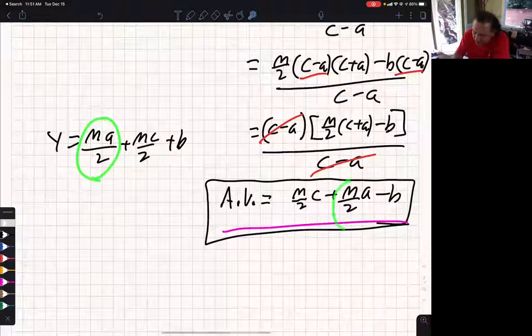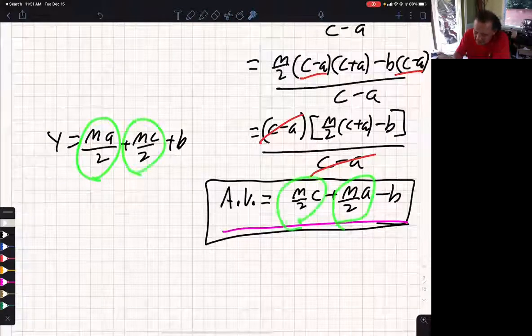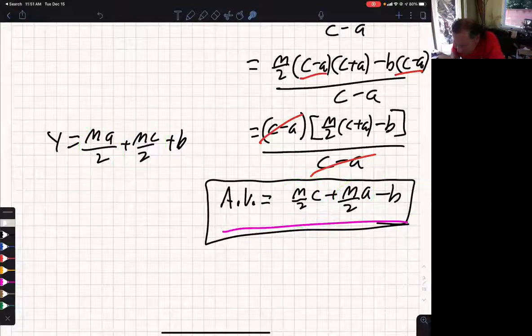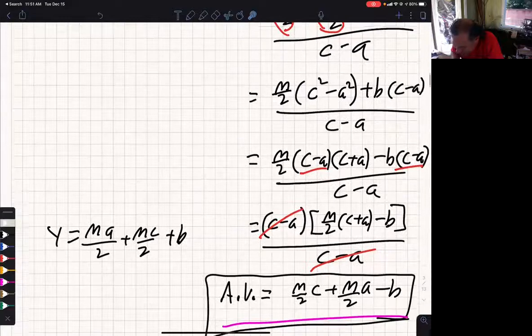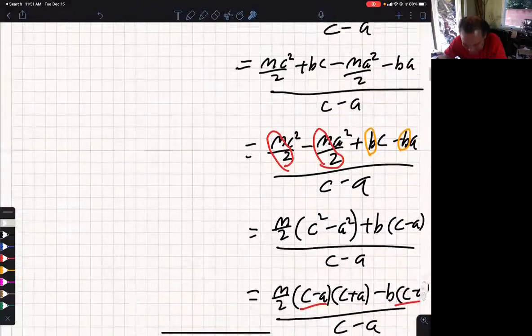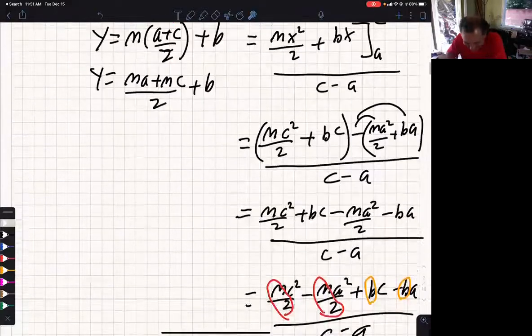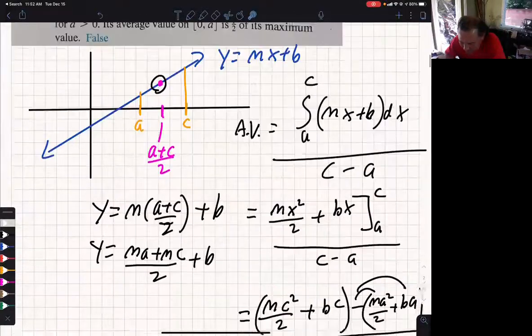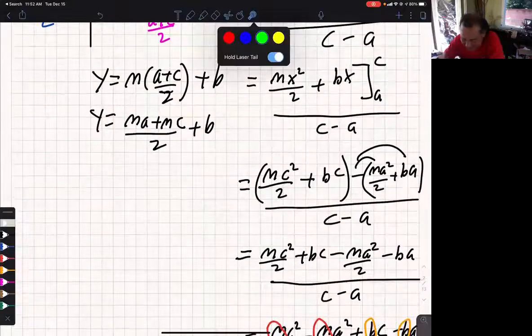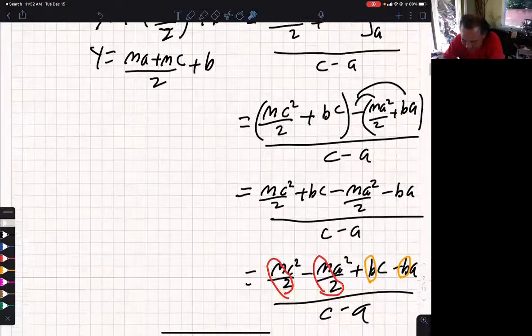it does equal the average. Wait, minus? No, no. Okay, I see that. No. It's not gonna happen. I'm not gonna make a mistake. No. It's plus. Wait, what happened? Plus, okay. What's going on? I'm not gonna make a mistake. I'm gonna find my mistake.